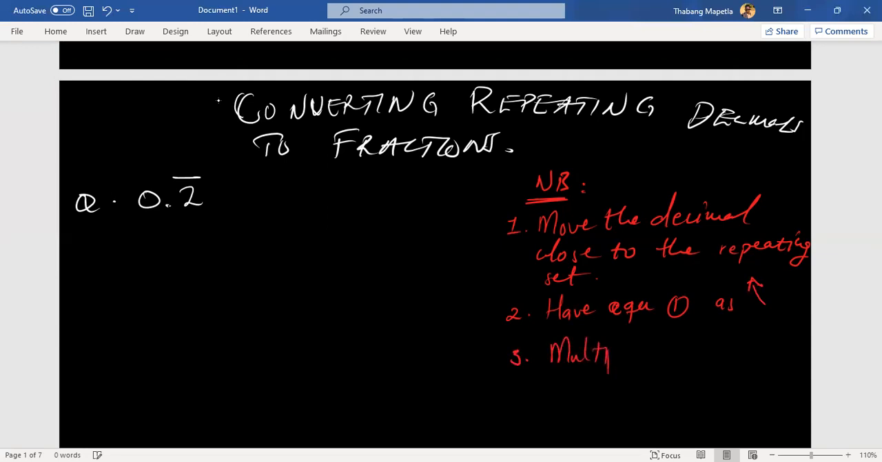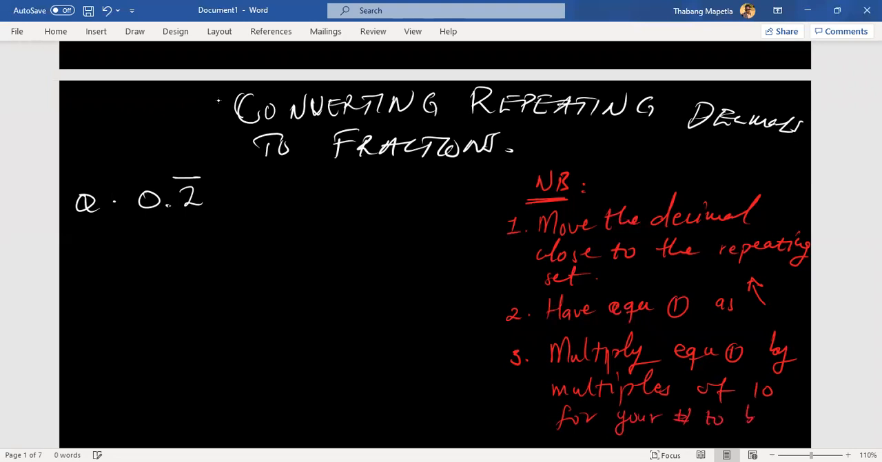Number 3, multiply equation 1 by multiples of 10 for your number to be whole. So yeah, here we are. If we are here, the decimal is there, so it's good.